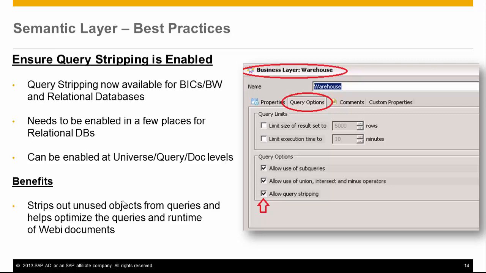So you just need to make sure that you have enabled these options so that you can take advantage of that for your relational data sources as well. And it can be enabled at the universe, query, and document level, so you just have to make sure that you have it checked on in all of those places to ensure you're taking advantage of it.